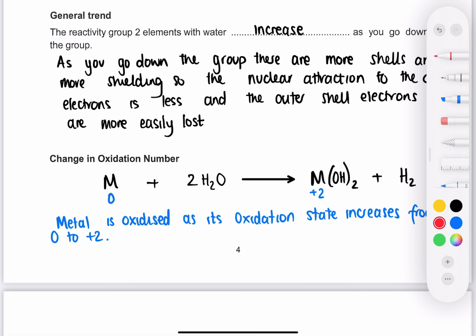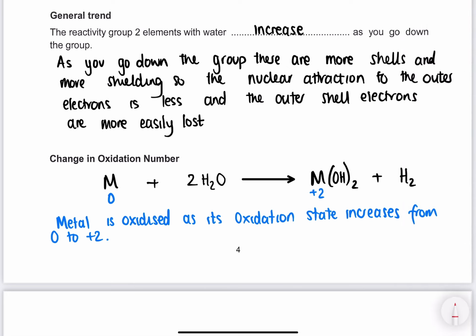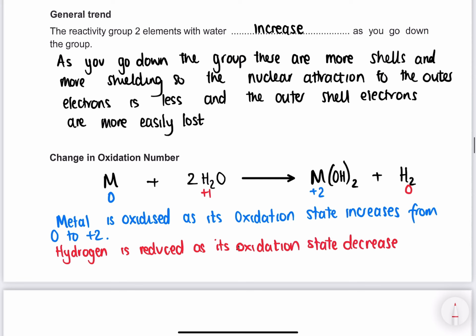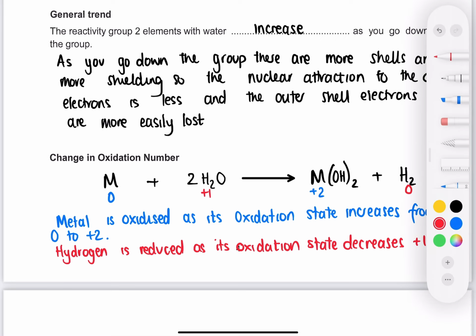So who's reduced then? If somebody's oxidized, somebody else must be reduced. And if we look, we've got hydrogen as an element at the end, and in this water it's +1. So hydrogen is reduced as its oxidation state decreases from +1 to 0.